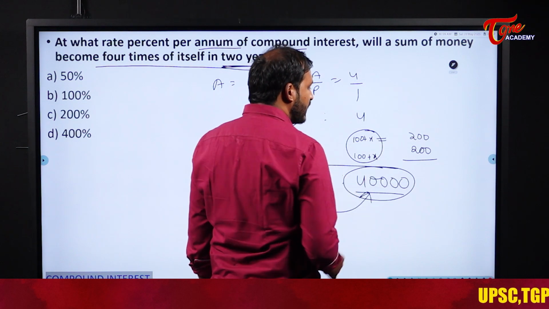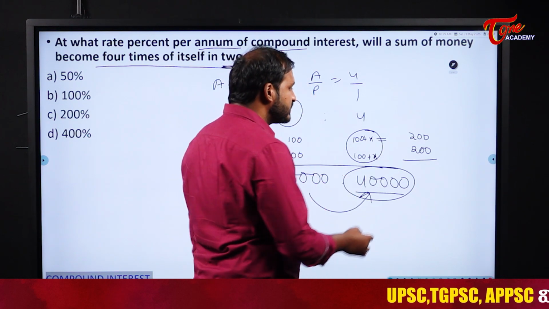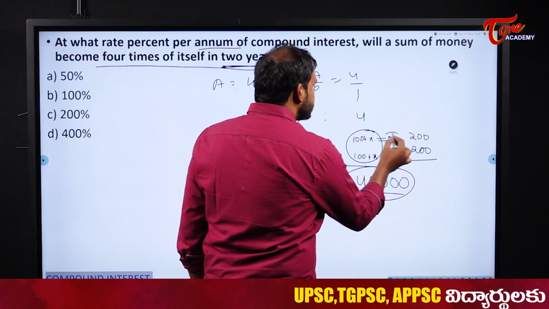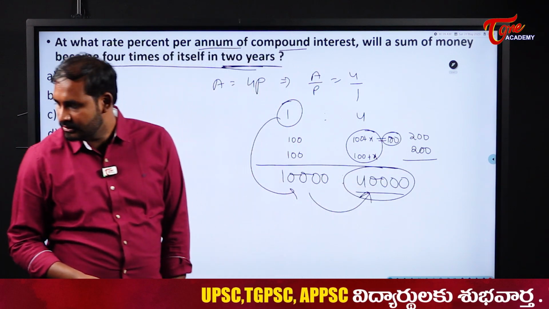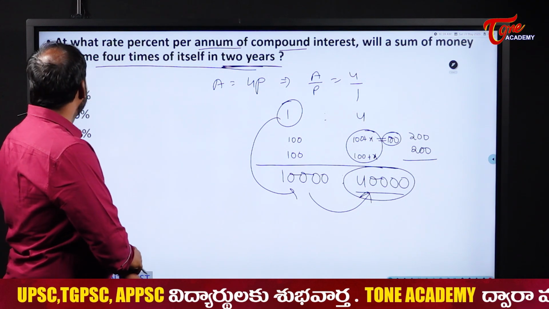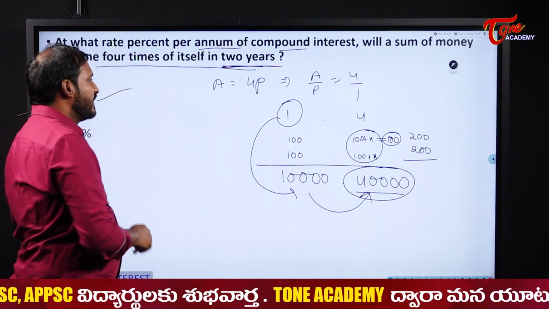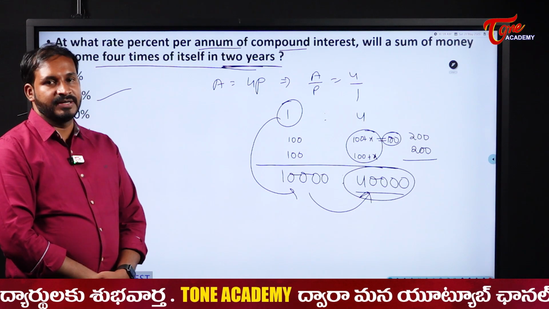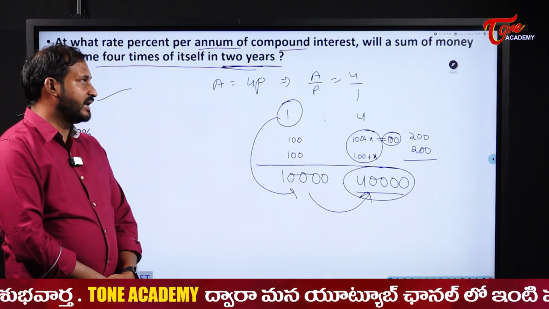That means to get 200, what is the value of x here students? 100, right? That means what should be my rate of interest here? My rate of interest should be 100% here.